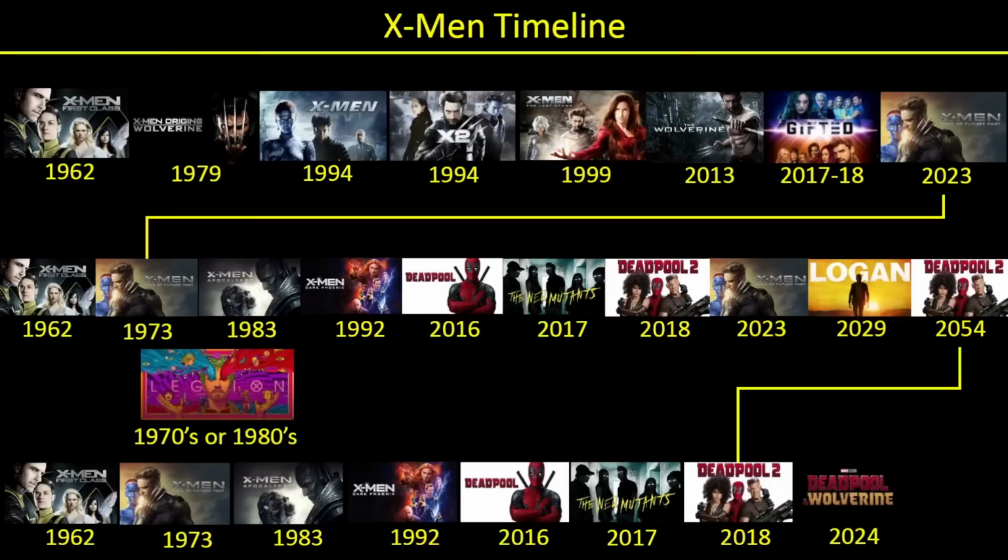All right, so many times I have shown my X-Men timeline, and as you know, the top timeline is the original timeline, the middle is the revised timeline after Days of Future Past, and the final timeline is the revised timeline after Cable comes back from 2054 in the future.